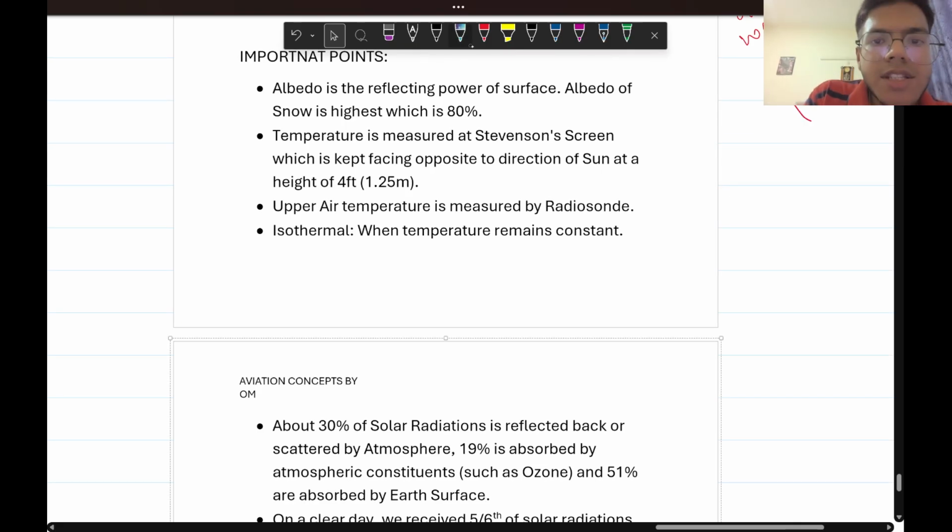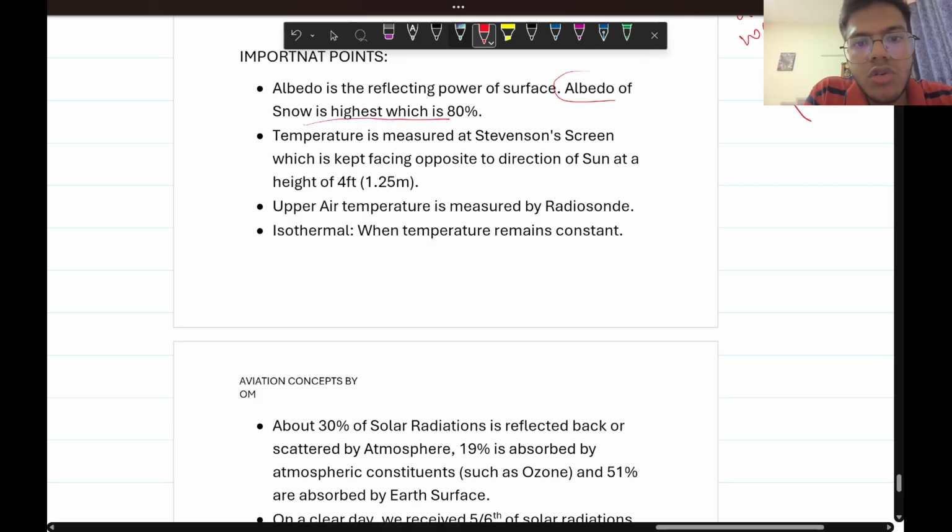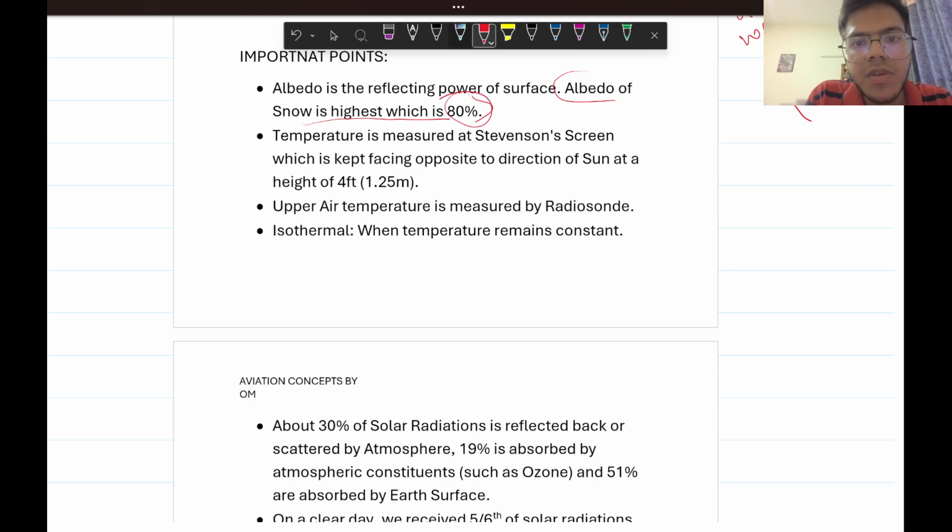Now guys, there is something known as albedo. Albedo is the reflecting power of a particular surface. Suppose there is a pan, if it has some reflecting power, we will call it the albedo of this pan. Similarly, the albedo of snow is the highest. Snow reflects the most. The value is 80%. So guys, you have to learn this. Albedo of snow is highest.